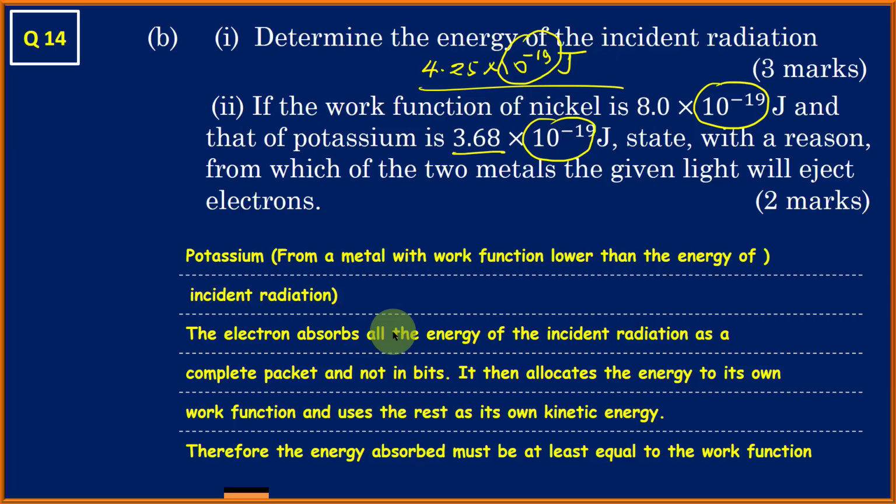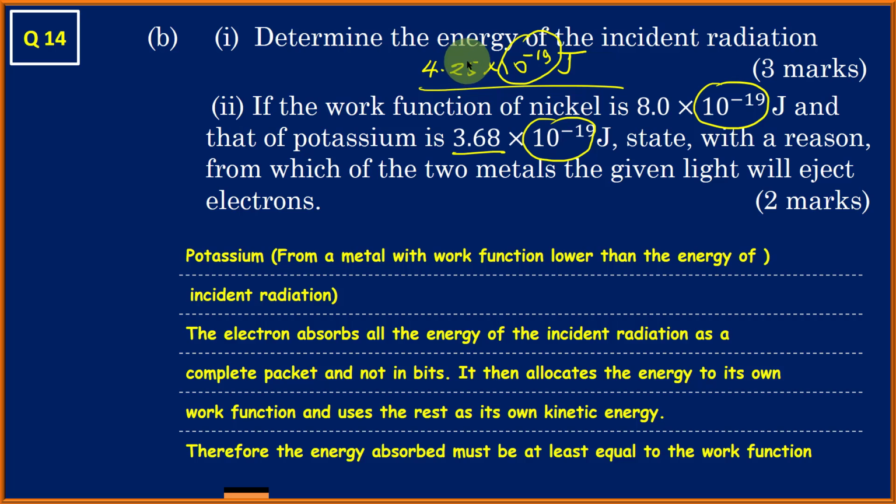Here I give some extra information. The electron that is being removed absorbs all the energy of the incident radiation as a complete packet and not in bits. It then allocates the energy to its own work function and uses the rest as its own kinetic energy. Therefore, it never absorbs this energy in bits.